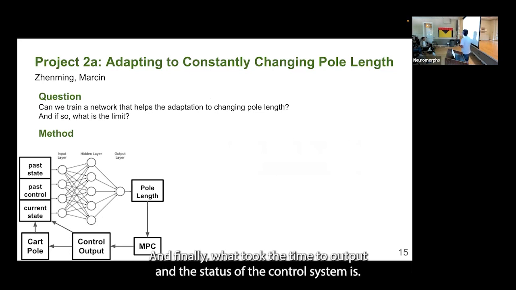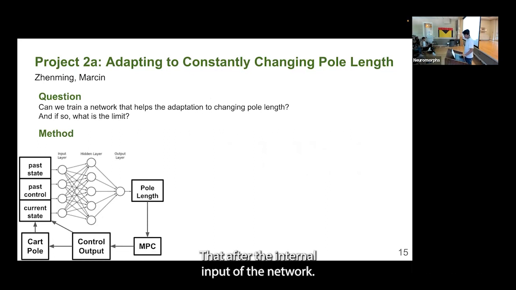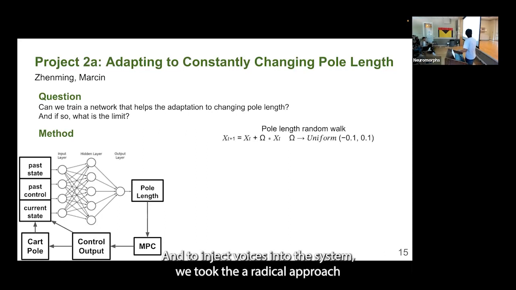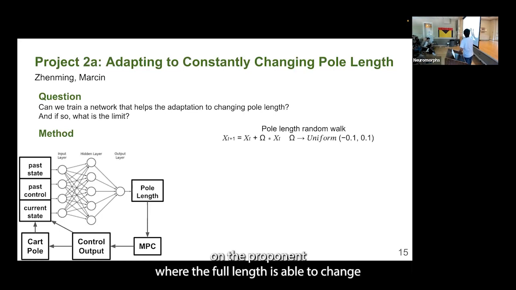And finally, we took the control output and the state from the cart-pole system to feed back onto the input of the network. And to inject noise into the system, we took a random walk approach on the cart-pole length, where the pole length is able to change plus and minus 10% for every time step.